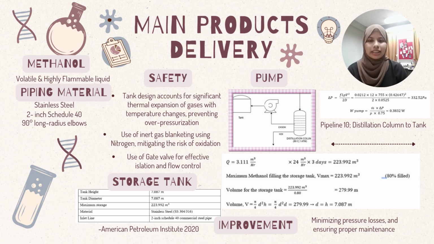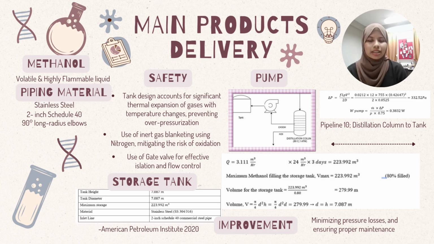And then the other thing is about safety. Basically, we refer to the American Petroleum Institute in the year 2020, where the other details that need to be implemented for our tank design is the ratio of height to diameter of 1 to 1. So from that information, we can estimate our value for the diameter and height of our tank. The other thing I would like to highlight is safety, since it's very crucial for our plant design.